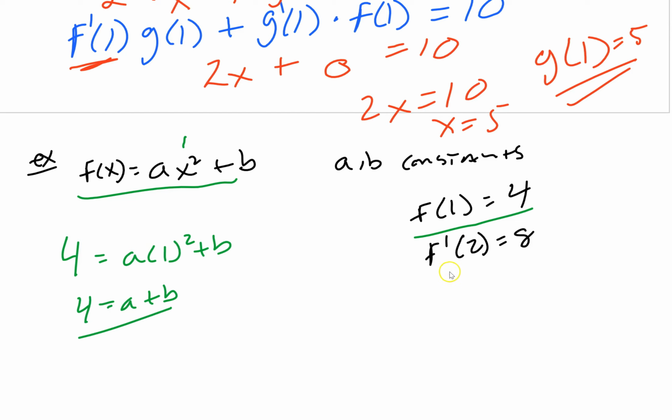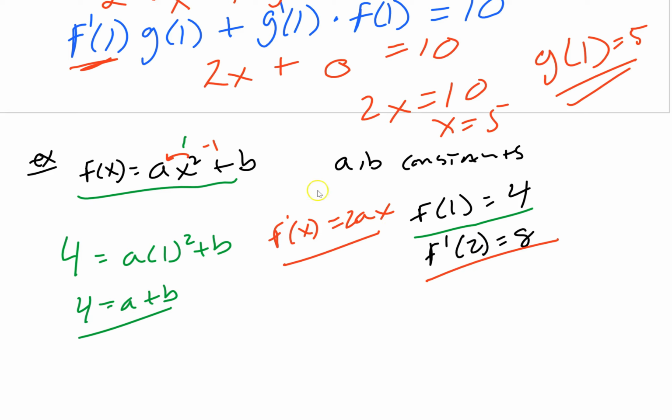f prime of 2 equals 8. So I've got to take a derivative of this. Remember, when these are constants, you treat it like normal. So the derivative of this is going to be, bring the 2 down, subtract 1 off. So 2ax. Over here, b goes away. It's a constant. So my derivative is that.